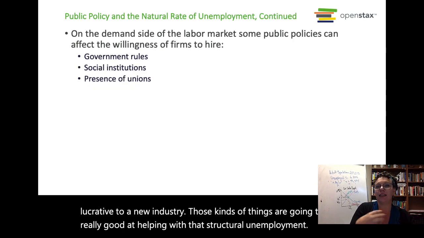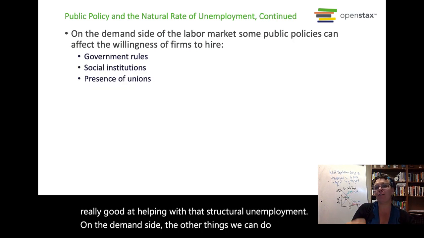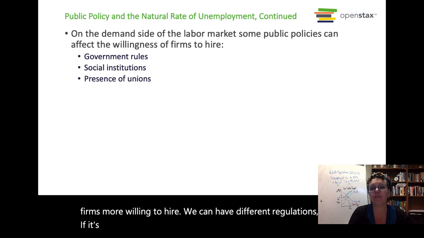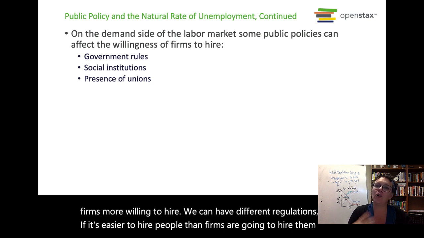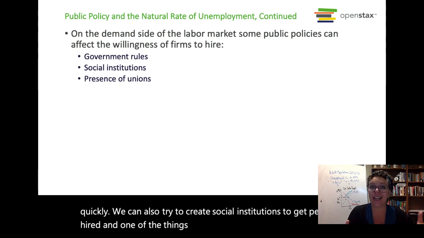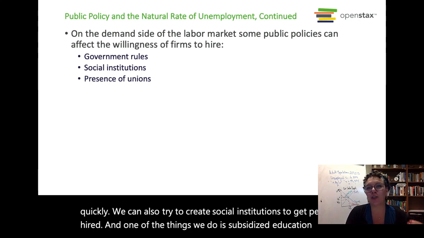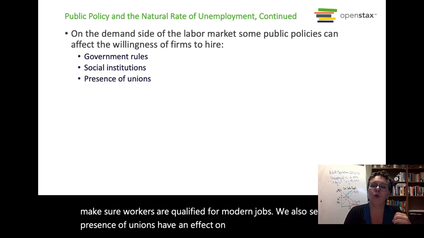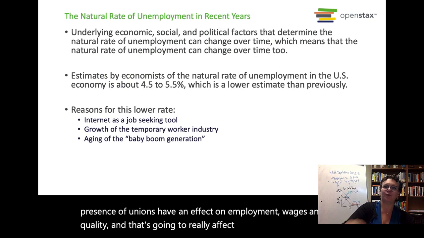On the demand side, the other things we can do is try to make firms more willing to hire. We can have different regulations, right? If it's easier to hire people, then firms are going to hire them more quickly. We can also try to create social institutions to get people hired. One of the things we do is subsidize education to make sure workers are qualified for modern jobs. We also see the presence of unions have an effect on employment, wages, and job quality, and that's going to really affect the labor market too.